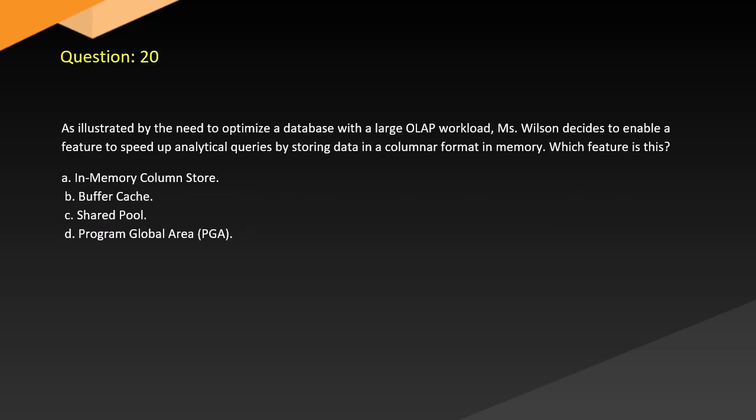Question 20. Faced with the need to optimize a database with a large OLAP workload, Wilson decides to enable a feature to speed up analytical queries by storing data in a columnar format in memory. Which feature is this? A. In-memory column store. B. Buffer cache. C. Shared pool. D. Program global area, PGA.